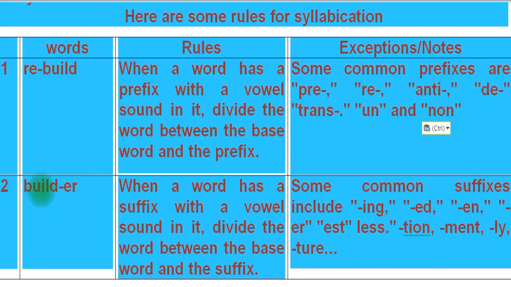Rule 2. Builder. When a word has a suffix with a vowel sound in it, divide the word between the base word and the suffix. Some common suffixes include ing, ed, en, er, st, less, tion, ment, ly, and ch.